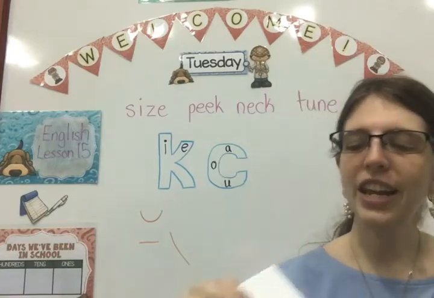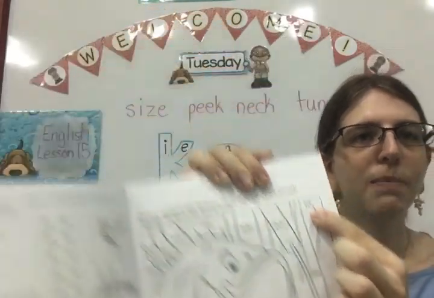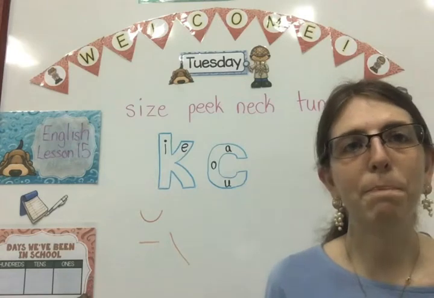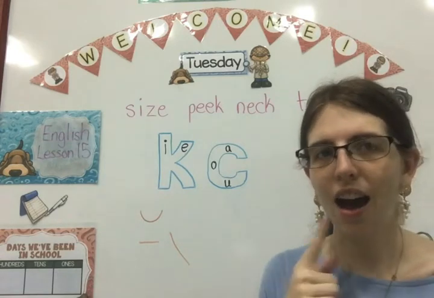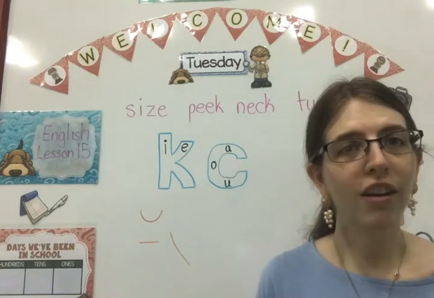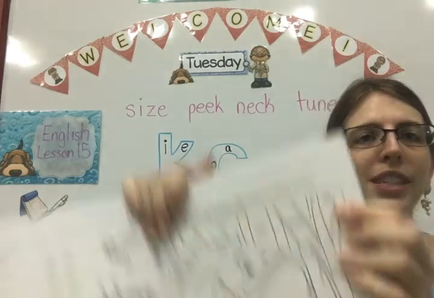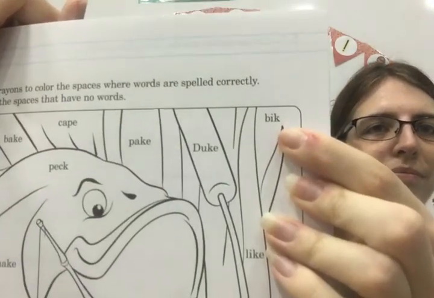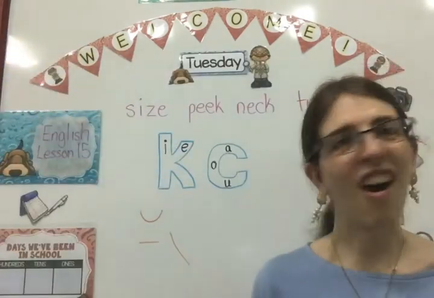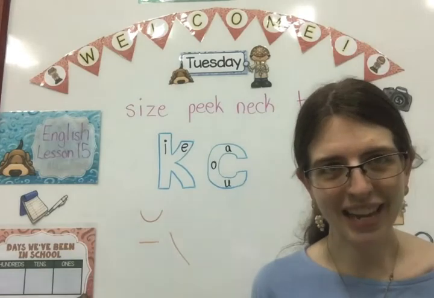Okay, look over here at this one. This should be bike. Is that a long I sound in the word bike? I, bike. So since we have a long vowel sound, we should have two vowels. Do you see two vowels? No, there's only one. So this one is not spelled correctly. So we can't color that space, okay?